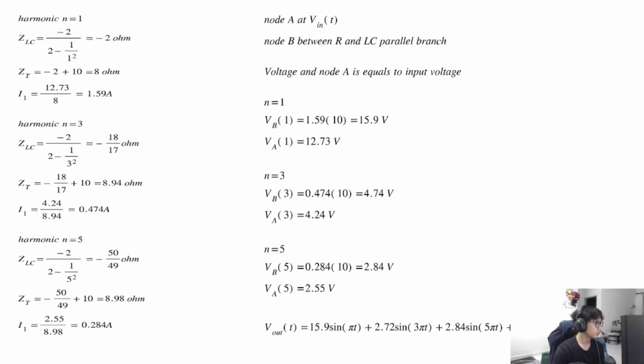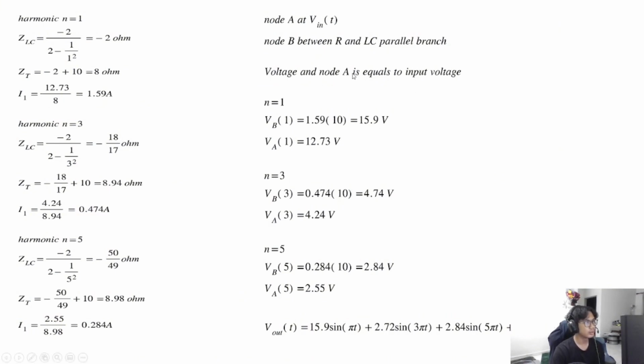1.59. For harmonic n equal to 3, ZLC is negative 18 over 70 ohm, ZT is 8.94 ohm, and I3 is 0.0474 ampere. And for the harmonic n equal to 5, ZLC is 8040 over 49 ohm, ZT is 8.8498 ohm, and I5 is equal to 0.284 for each branch.